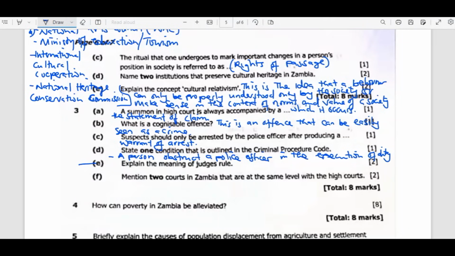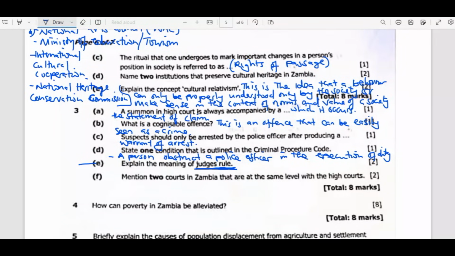And then explain the meaning of judge's rule. So this we normally hear, even in those movies from Nigeria, you'd find that you're going to hear this word when someone has been arrested. They are told to remain silent, because every word that they will use will be used against them in the courts of law. So that is the meaning of judge's rule. And then the other thing, the person who has been arrested should be given the privilege to talk to his or her lawyers. So that is an explanation which should be given here.